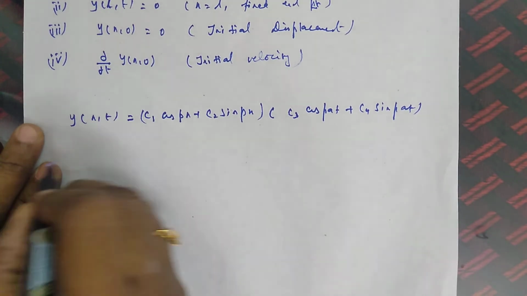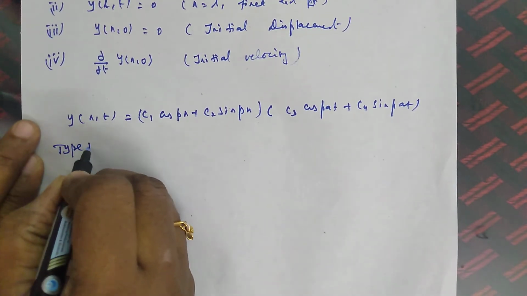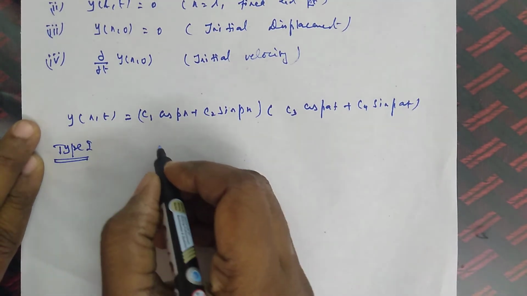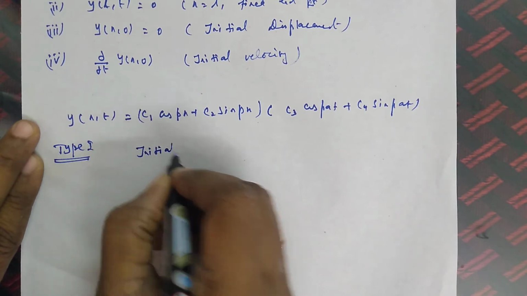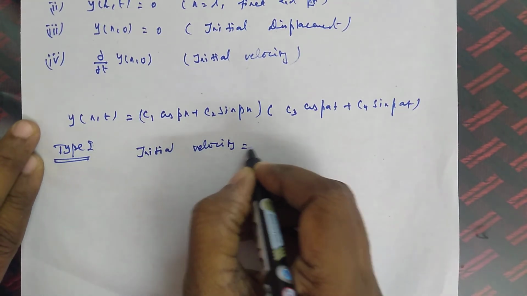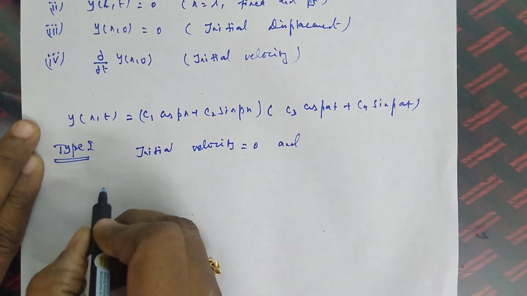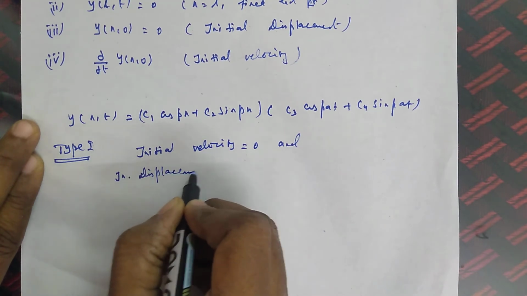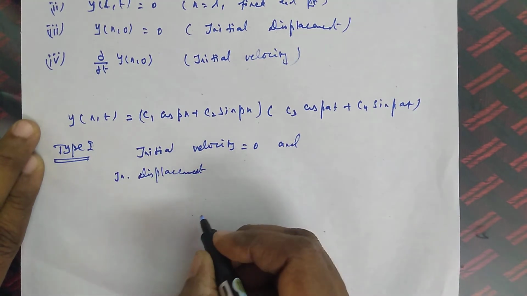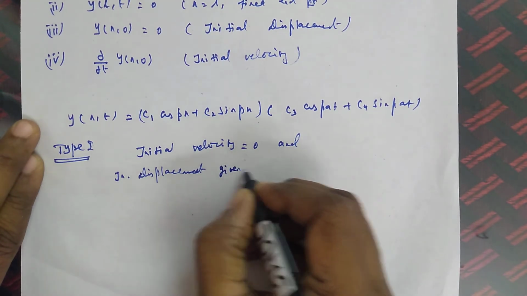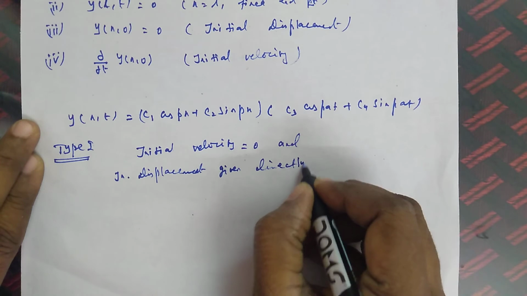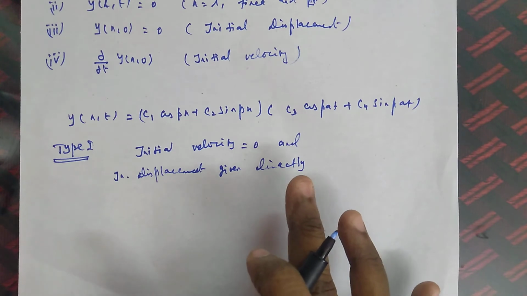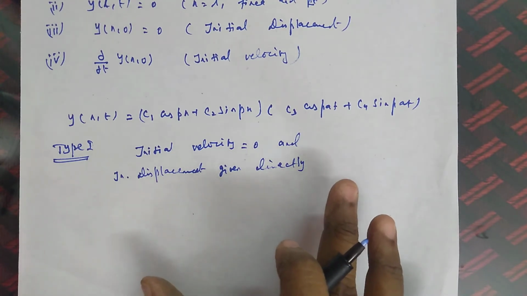Now under this string, first the type 1 problem. What is the type 1 problem? We are going to see different types of problems. So here type 1 is initial velocity is 0 and the initial displacement function is given directly. That is the type 1 problem.